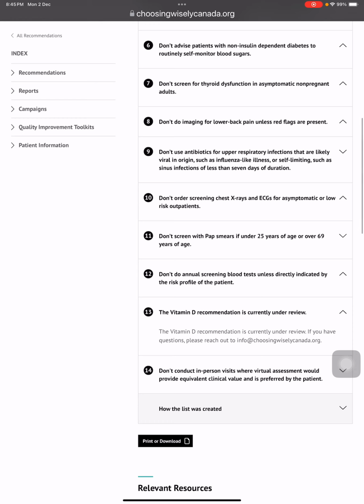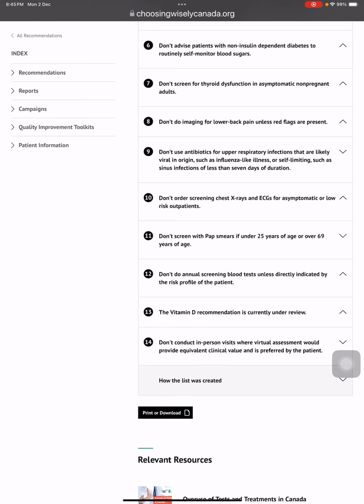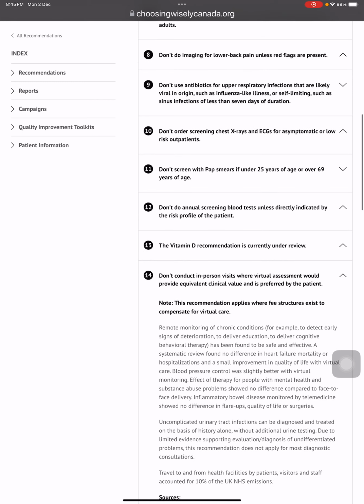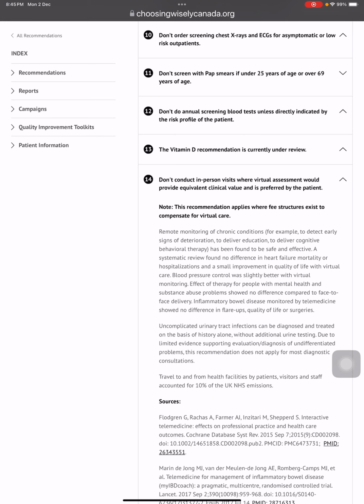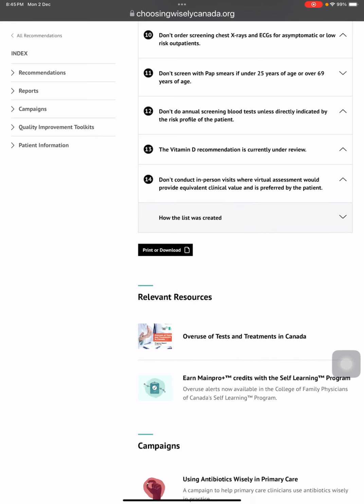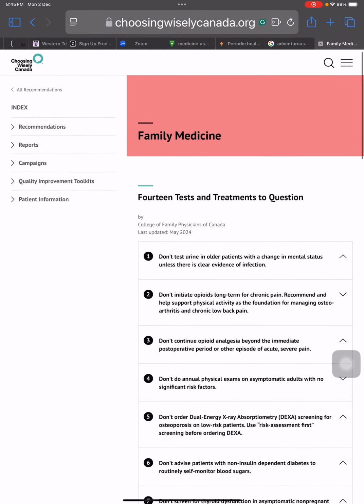The vitamin D recommendation is currently under review, so we need to review that. I remember there was a recommendation not to test and just to give the dosage, but now it's under review. So don't conduct in-person visits where virtual assessment would provide equivalent clinical value and is preferred by the patient. Applies where a fee structure exists to compensate for virtual care. So it's recommended that you can do remote monitoring of chronic conditions, and that is fine. If it's safe, you can go ahead with that. So it's something that a doctor can consider doing, right? So these are the recommendations related to family medicine.